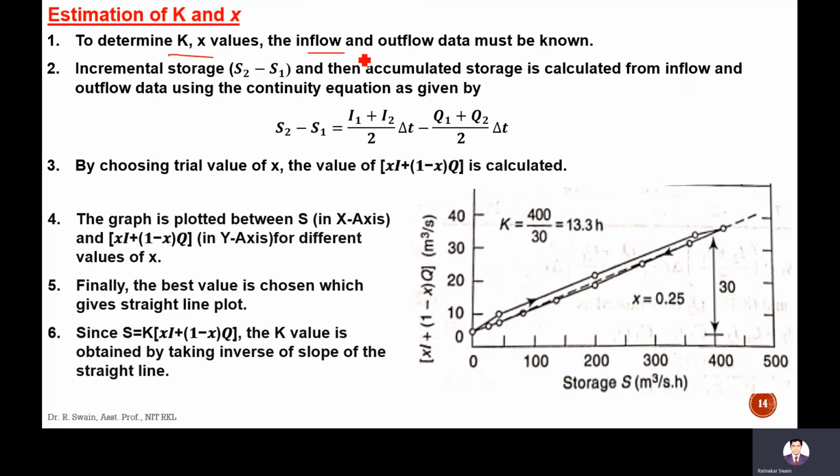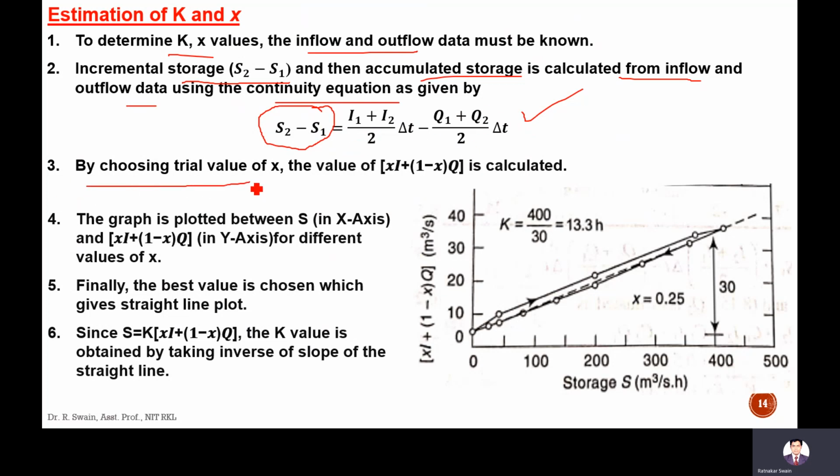If you have inflow and outflow data, the incremental storage S2 minus S1 can be determined. Then accumulated storage is calculated from inflow and outflow data using the continuity equation as given here. Using this continuity equation, we can determine the change in storage for different time steps, and the accumulated value means the actual total storage at different times can be calculated.